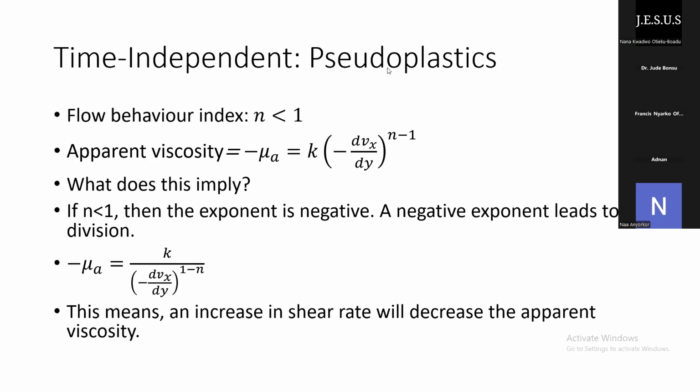Now, when it becomes a negative, then this term here will be a denominator. That means it's going to divide. So the moment it's going to divide, our apparent viscosity here will have an inverse relation with our shear rate here. You can realize that if we increase our shear rate here, then our apparent viscosity is going to decrease. It's like an inverse relation. Do you get it? The more we increase our shear rate, the more our viscosity is going to decrease.